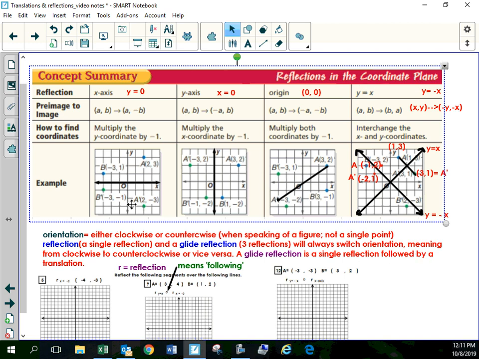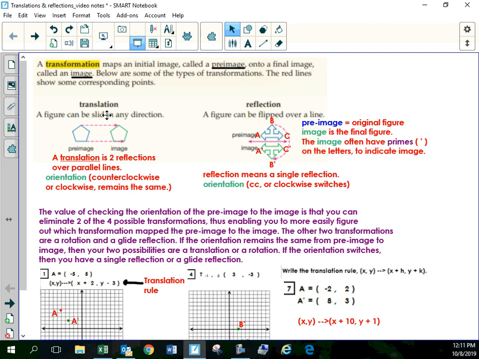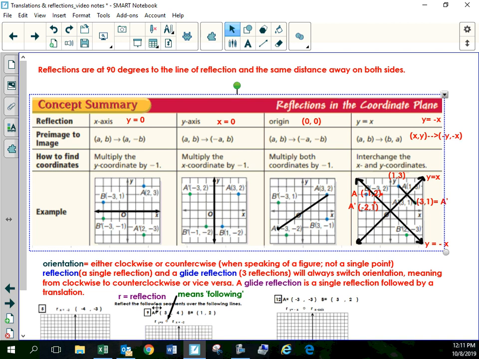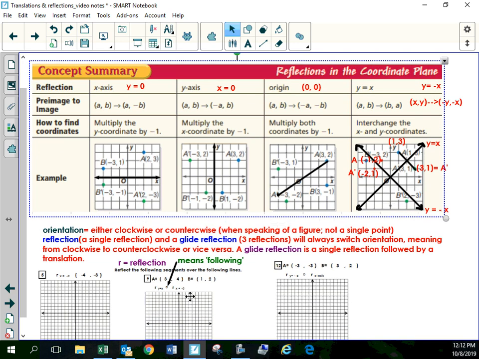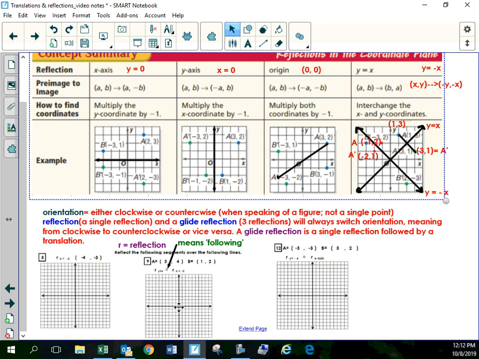Remember, a translation from the prior page is just sliding of the figure, which technically by definition is two reflections over parallel lines. So we have two reflections with a translation plus the single reflection, one of these types, for a total of three reflections. 2 plus 1 is 3. So we have an odd number of reflections, so it switches orientation for these two. If the orientation from the pre-image to the image remains the same, then we know it's either a rotation or a translation. And rotations we'll talk about next class.